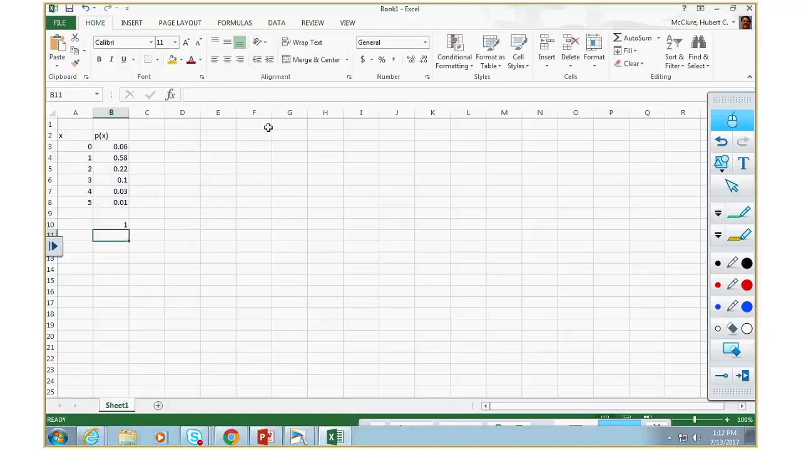to 1, and then visually look at them and make sure they're between 0 and 1. And over here I'm going to do X times P of X.